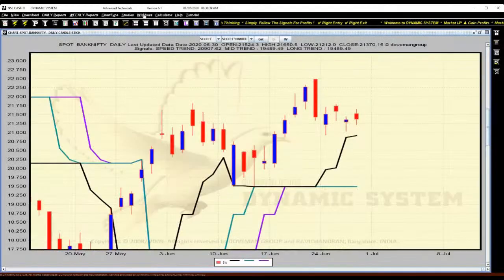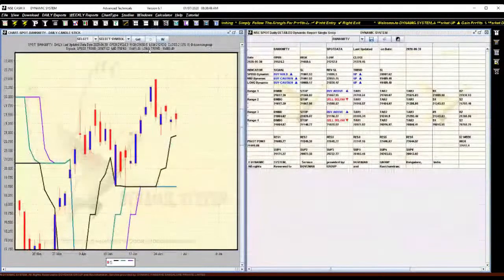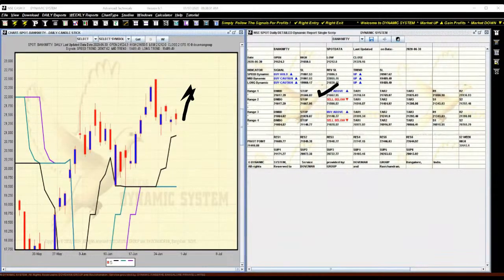Let us check Bank Nifty. This is the case of Bank Nifty. In Bank Nifty, we know that we are currently holding on to the short position. We are ready to exit the short. And if the price manages to move up directly from here, then our exit will be range 1 or speed signal, whichever is highest. We have to add 0.5% to that. Now it is 21,667 range 1, which is the highest. So let us add 0.5% to that.